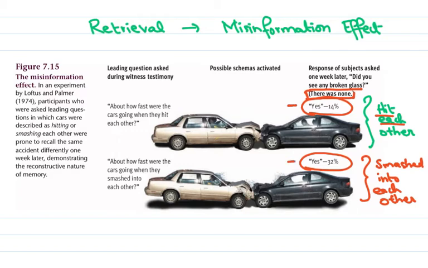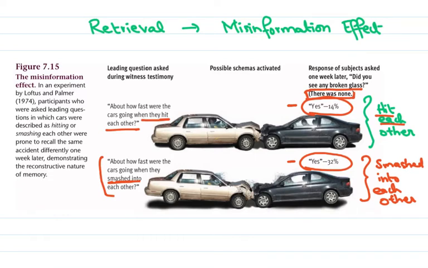So, the sort of words that you use to ask a question. This is the question that you ask these participants, which is about how fast were the cars going when they smashed into each other. Whereas here you say they hit each other. So, even the words that you use when you're trying to recall or retrieve a memory have such a powerful effect on what you remember. So here, these participants ended up remembering broken glass, which wasn't even present in the actual video.